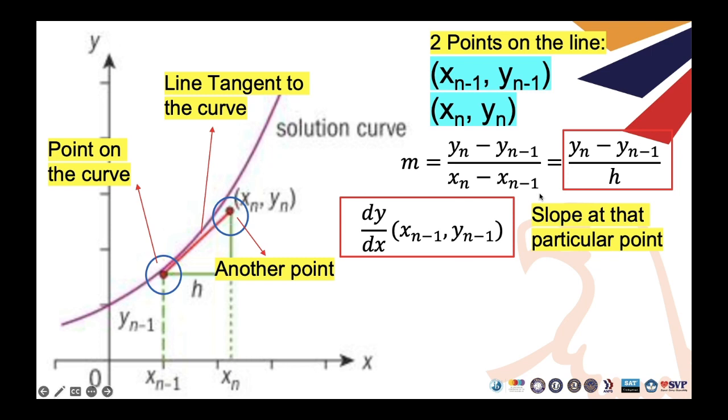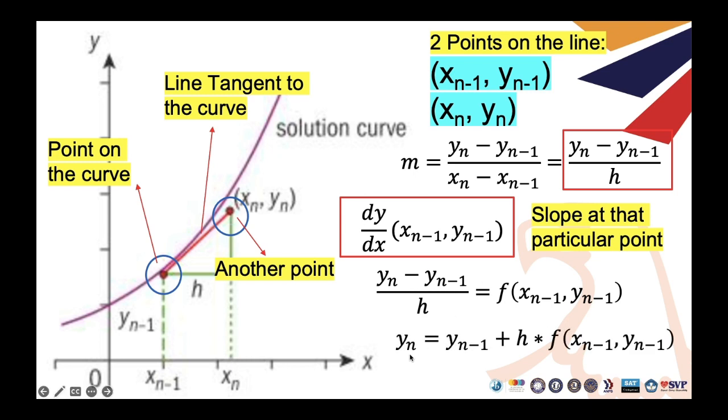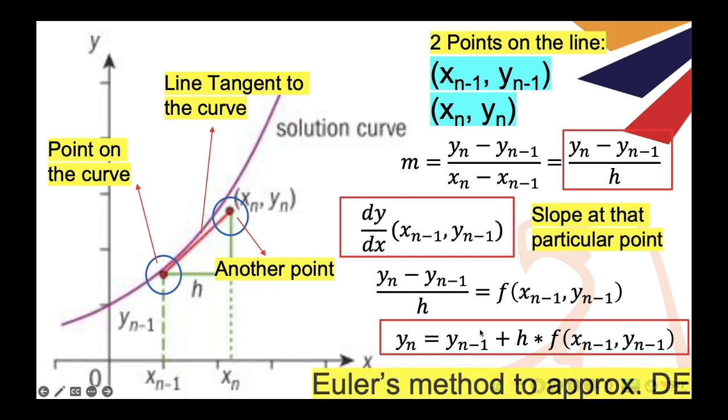So both are the same, but done in different ways. The first one in algebra, the second one in calculus. Now, since both are referring to the slope, we can equate them. And by doing algebraic manipulation, we can revise this so that we can have y sub n equal to this one. So this is actually just an algebraic manipulation of this. Again, this one is the slope using algebra, and this one is the slope using calculus. The resulting equation is what we call Euler's method to approximate the differential equation.